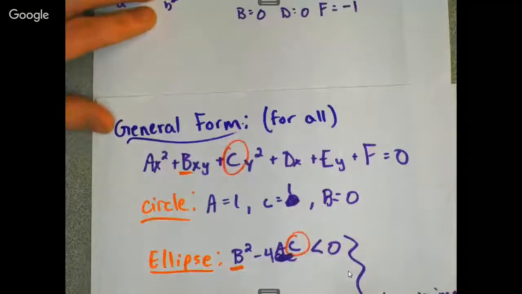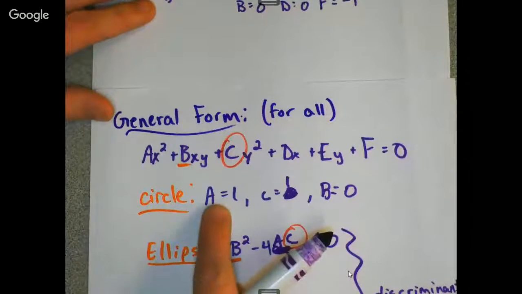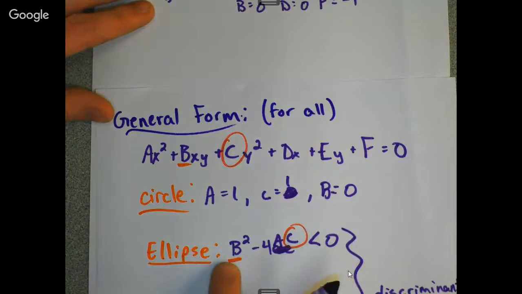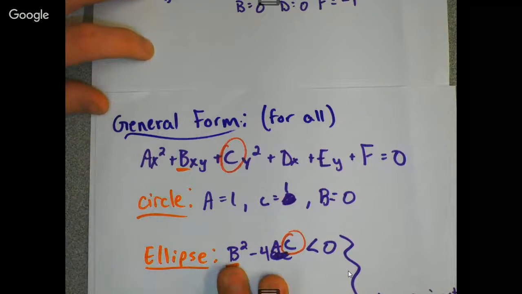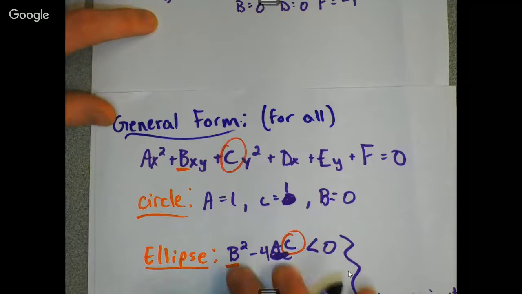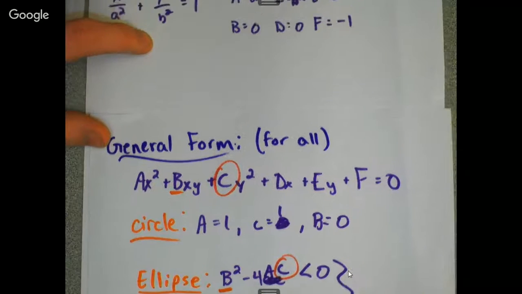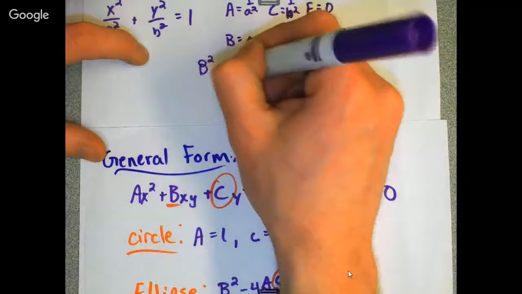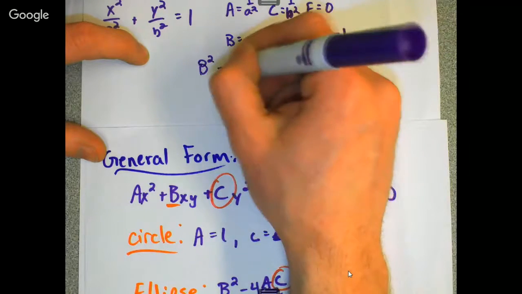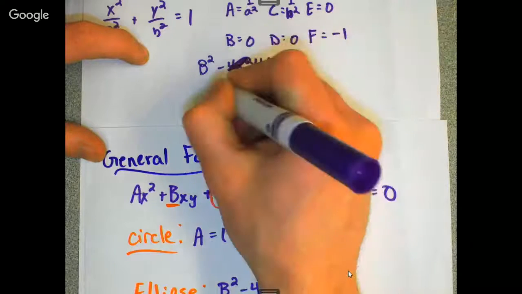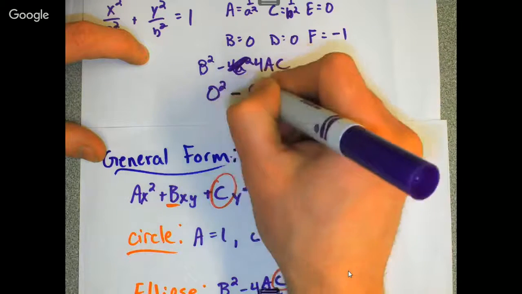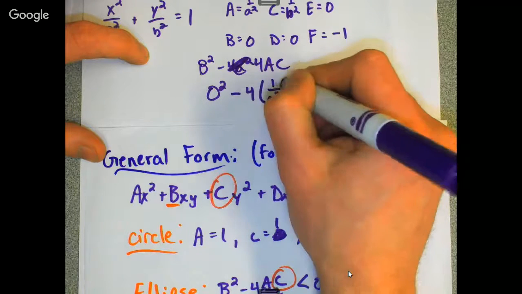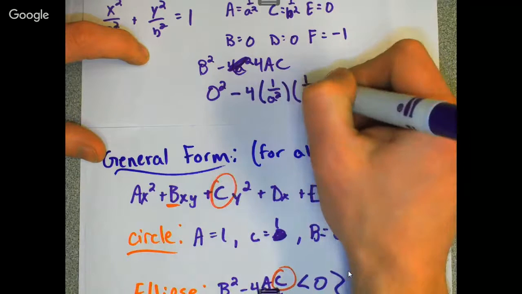So then we want to look at, is it a circle? Well, no, because it doesn't follow those. Then is it an ellipse, parabola, or hyperbola? So we got to look at the discriminant. So we want b squared minus 4ac. So b is 0. That's 0 squared minus 4. A is 1 over a squared. C is 1 over b squared.